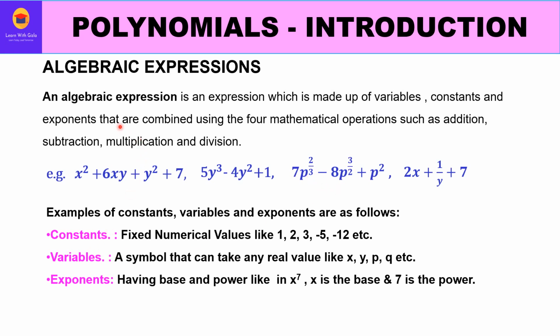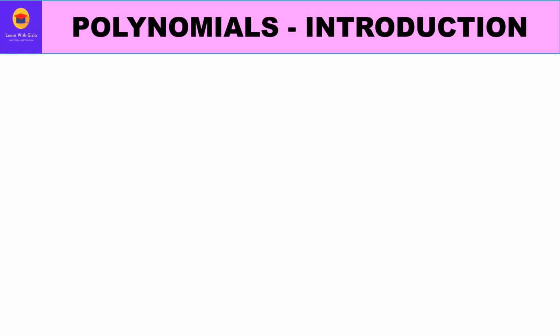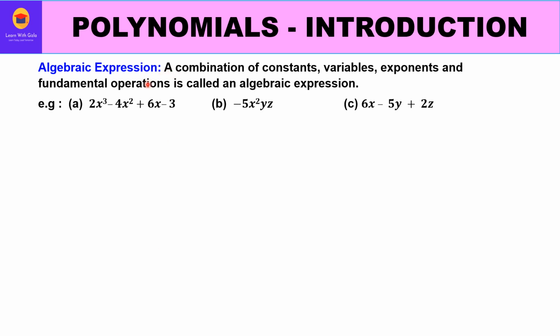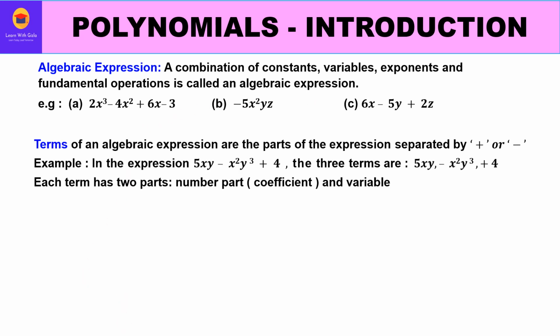So basically algebraic expressions are those expressions which are made up of three things: constants, variables and exponents, and they are combined together using addition, subtraction, multiplication, division. These are the four mathematical operations. Right. So further we can say a combination of constants, variables and exponents together with fundamental operations is called algebraic expressions. Okay, so now algebraic expression is clear to us.